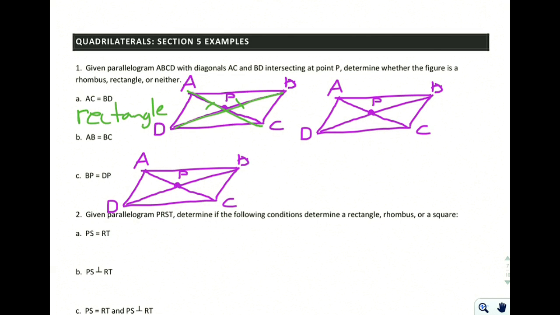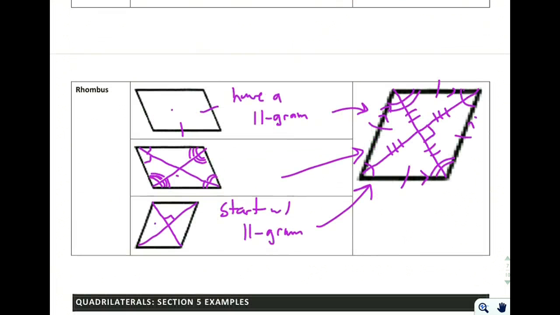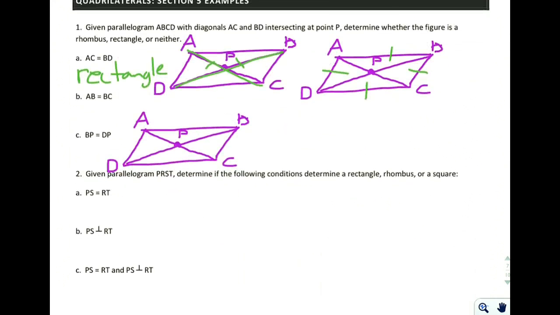Second one, AB equals BC. Remember, we started with a parallelogram. So since we started with a parallelogram, adjacent sides being equal means that we're going to be able to go across as well. We look up here, our adjacent sides starting with a parallelogram is going to prove that we have a rhombus.